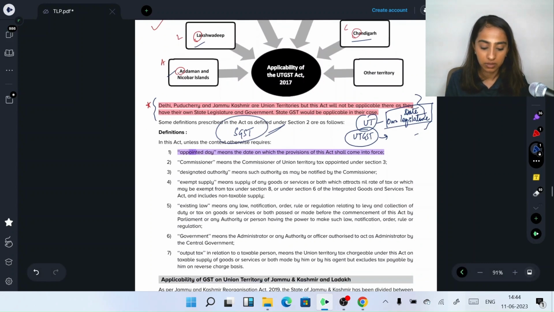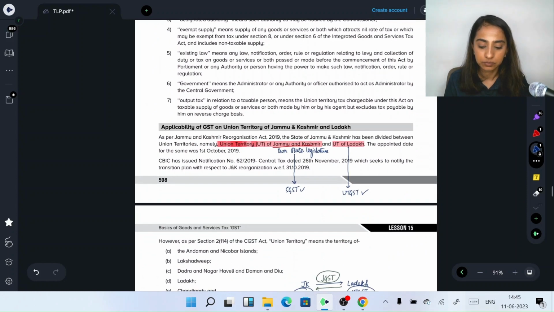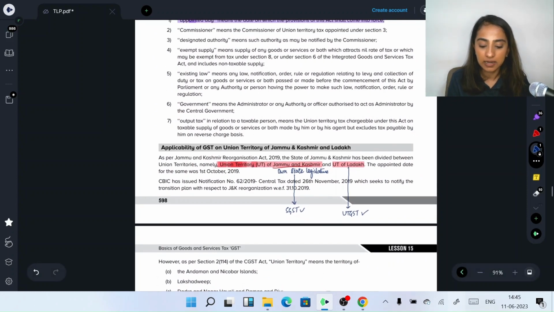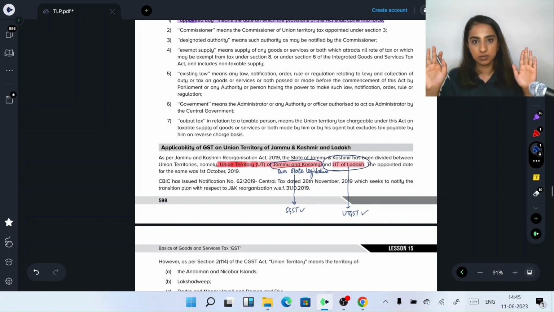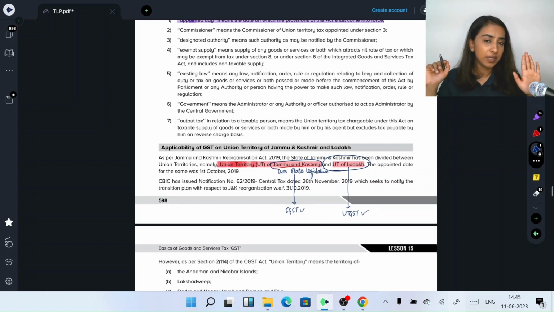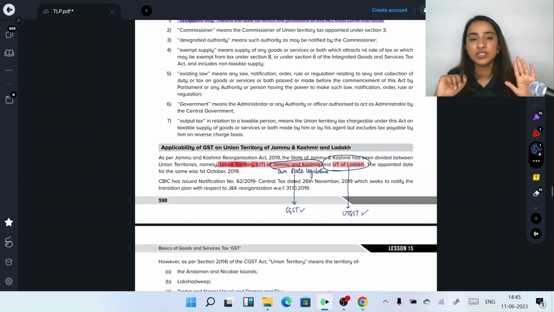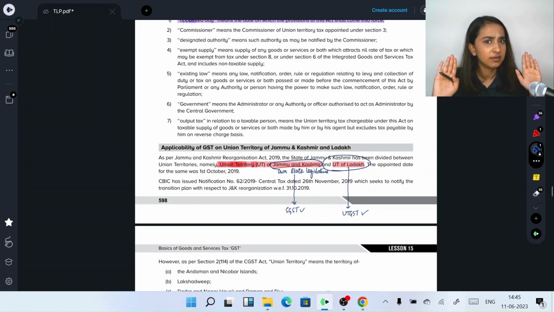Next, see again, Jammu and Kashmir and Union Territory of Ladakh. Jammu and Kashmir was split between Jammu and Kashmir and Ladakh. So Jammu and Kashmir has its own legislature. Hence, what will apply here? Can you tell me? Yeah, you're right. UTGST will not apply. State goods and services tax will apply. What about Ladakh? L comes in Dal, correct? L, Lakshadweep, Ladakh, right? So this will be considered as a union territory.